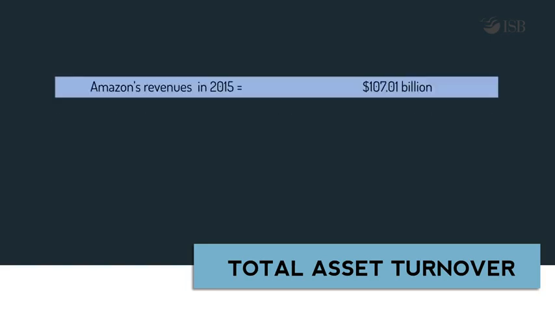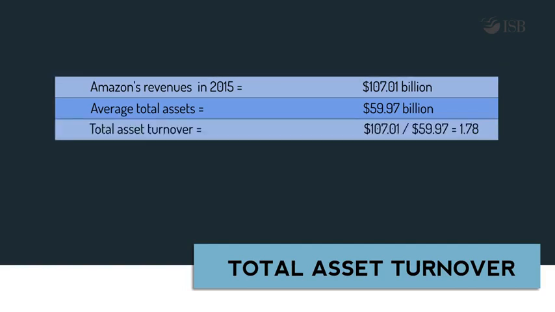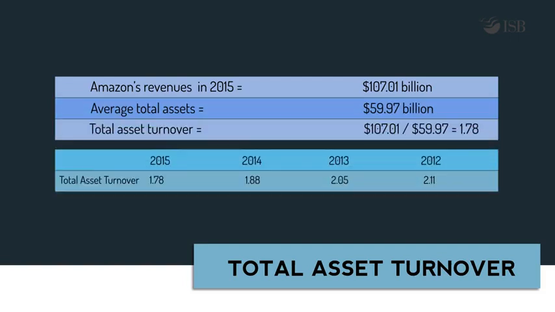Amazon's revenues in 2015 were $107.01 billion and its average total assets were $59.97 billion. This gives its total asset turnover to be 1.78. Every dollar in total assets generates $1.78 in revenues. This ratio has worsened for Amazon over the last 4 years as it was over 2 in 2012.